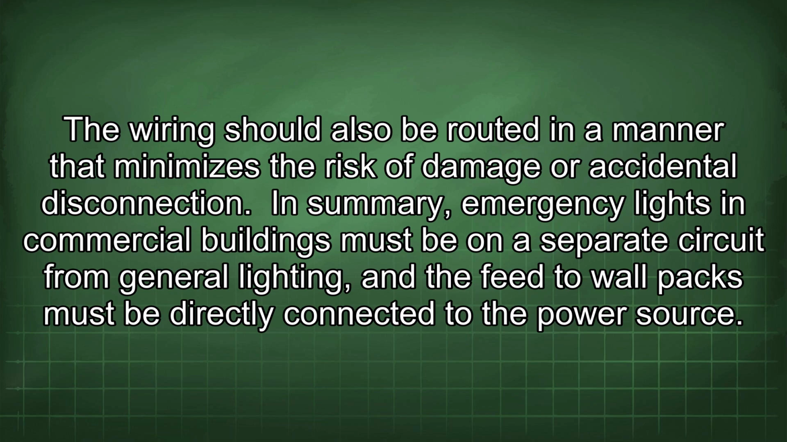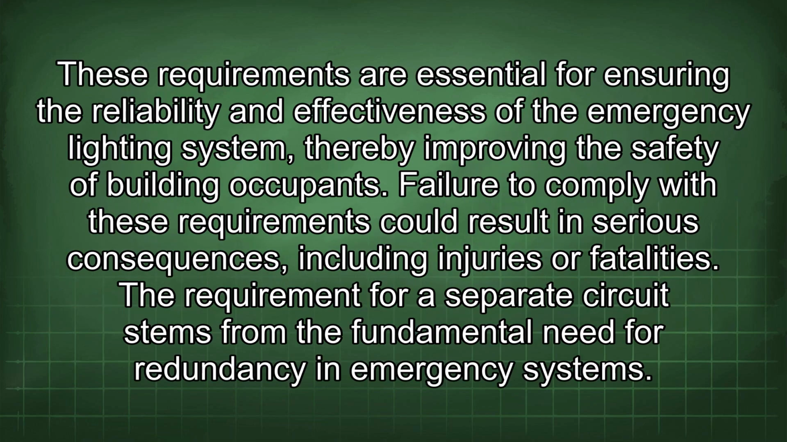In summary, emergency lights in commercial buildings must be on a separate circuit from general lighting, and the feed-to-wall packs must be directly connected to the power source. These requirements are essential for ensuring the reliability and effectiveness of the emergency lighting system, thereby improving the safety of building occupants. Failure to comply with these requirements could result in serious consequences, including injuries or fatalities.